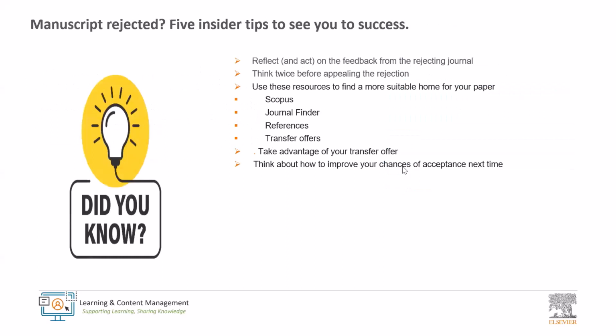The next thing I'd like to quickly highlight today is the Did You Know section. Manuscript getting rejected. There are a lot of scenarios where the author feels, why is my manuscript getting rejected? So what should I do? Here are 5 insider tips to see you to success. The path to publication often comes with challenges, and one of the most common is receiving a "we regret to inform you" email. Every year, millions of researchers encounter rejection during the publication process. Luckily, there is plenty of support on offer to see you through to success.